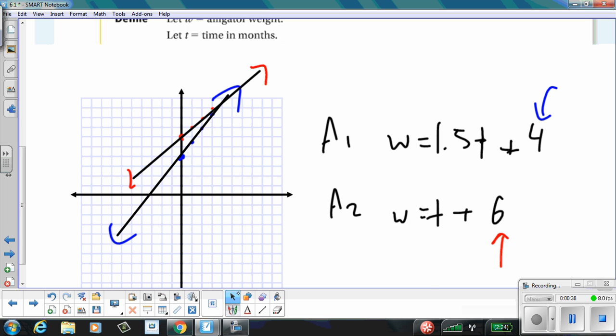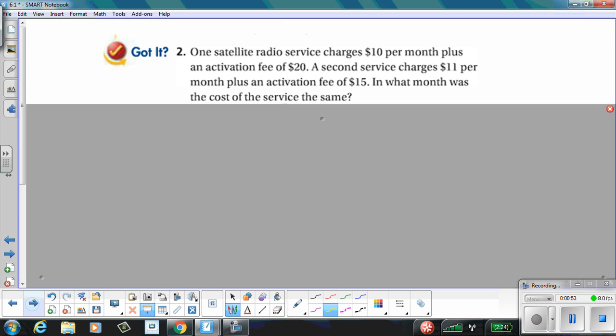And we can see here that they intersect, looks like right around here. That would be my solution. So 1, 2, 3, 4 months. It's at that 4-month mark that is my solution to this system.